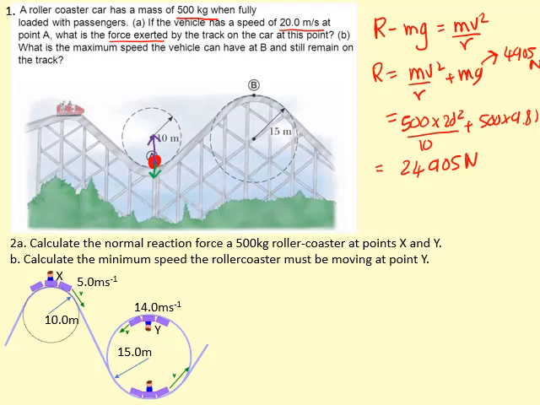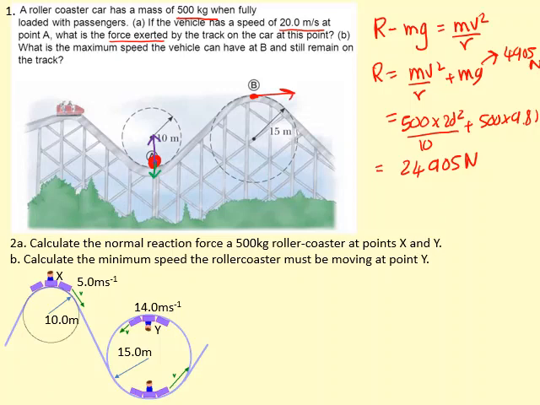Okay, what about point B? So what's the maximum speed he should be going at B if he's to stay on track? So if he goes too fast at B, he will fly off the track. So we want to find that point.